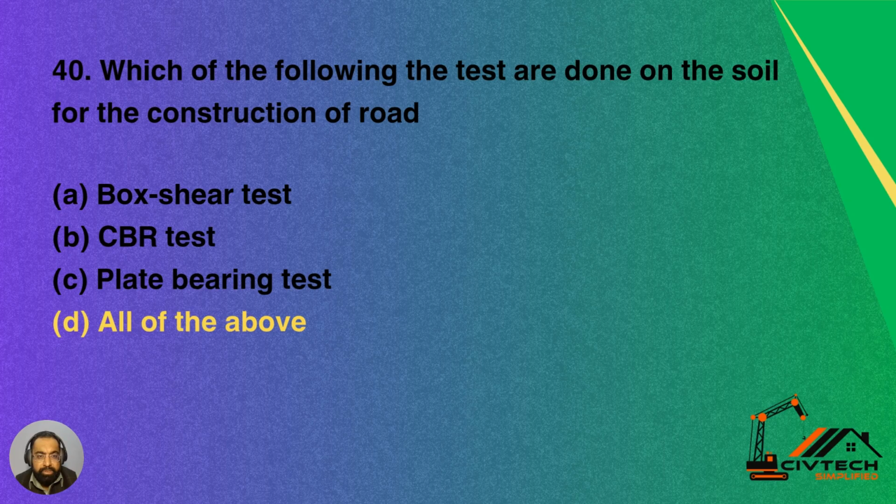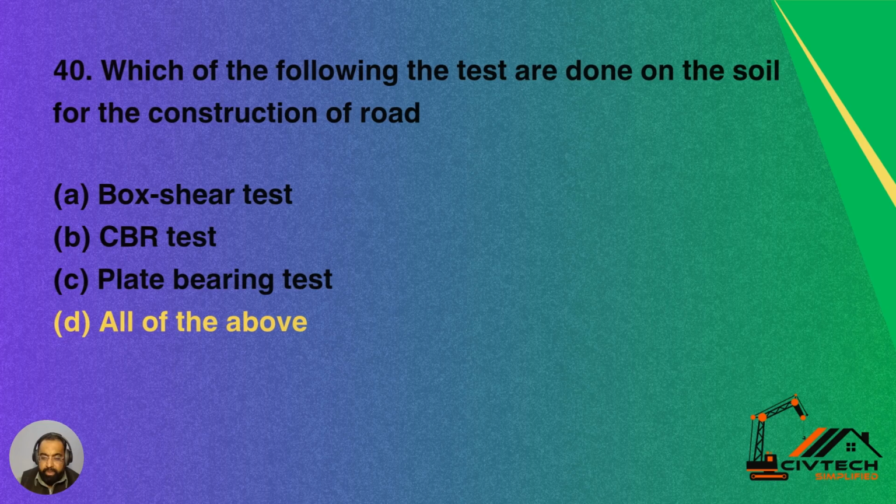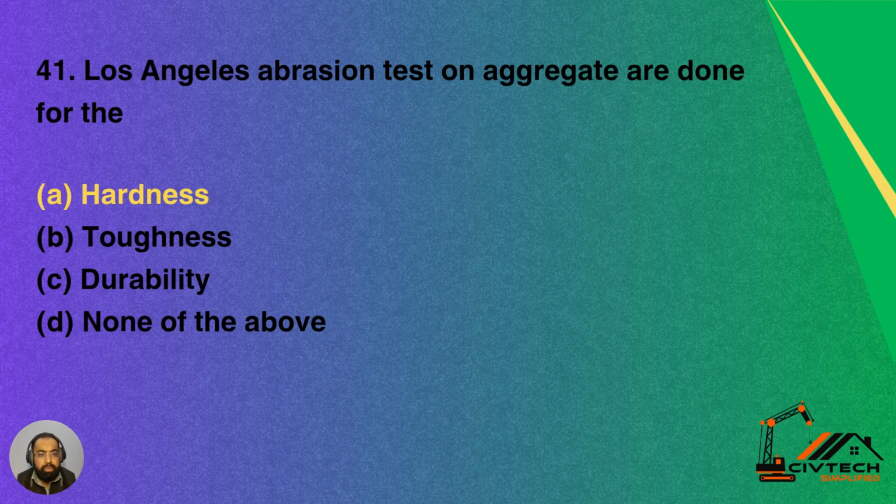Question number 40. Which of the following tests are done on the soil for the construction of road? Option A, box shear test. Option B, CBR test. Option C, plate bearing test. Option D, all of the above. So all these tests are performed on the soil for construction of the road.